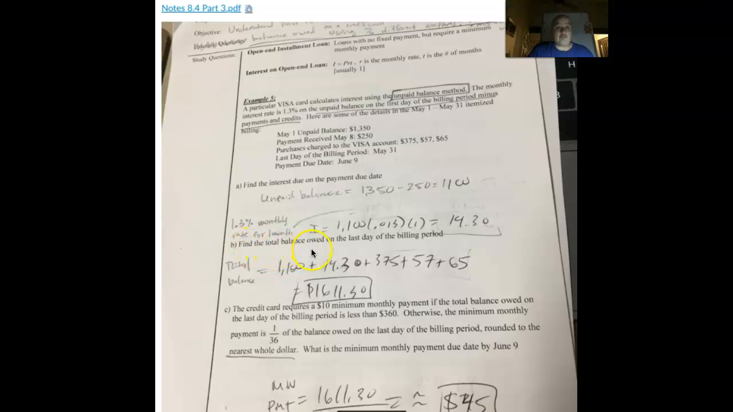Like you're going to have to be able to find the total balance on the last day of the billing period. And up here you have a couple of definitions. The interest that we're going to use is simply I equals PRT. Interest equals principal times rate times time. If you look at this first problem, a Visa card calculates interest using the unpaid balance method. So the unpaid balance method is one of the methods you'll have to look at to calculate the interest.